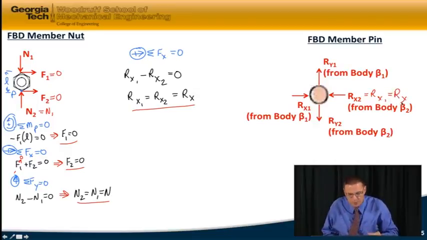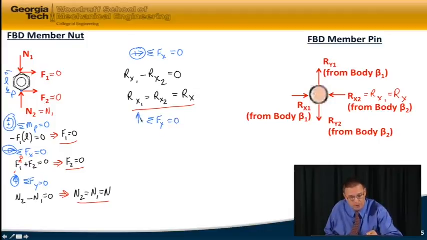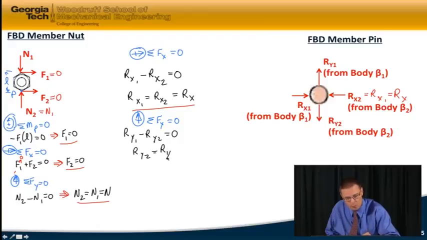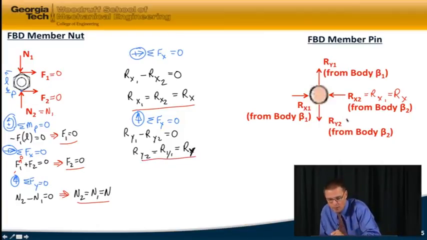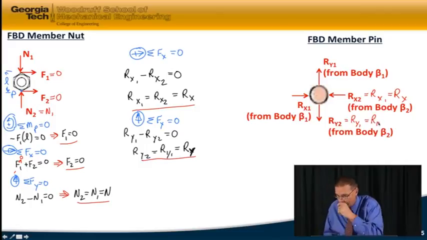I can sum forces in the y direction, set it equal to 0. I'll choose up as positive for my sign convention, and I get Ry1 minus Ry2 equals 0. And so that states that Ry2 equals Ry1, and I'll just call those Ry. And so Ry2 equals Ry1 equals Ry.